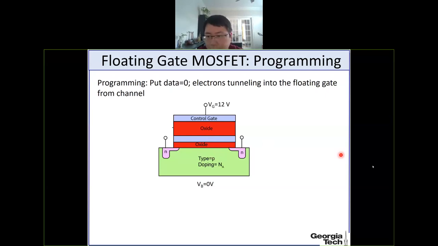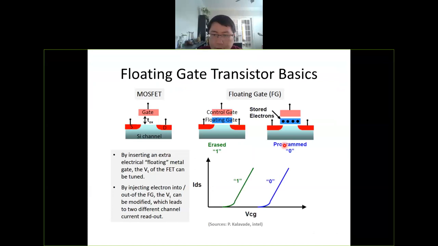So I got one question. On the previous slide, did you mention that the threshold voltage is larger on the erased state? On this slide, the threshold voltage is larger on the program state. You see the blue one. This is the threshold voltage. Threshold voltage is larger for the program state.